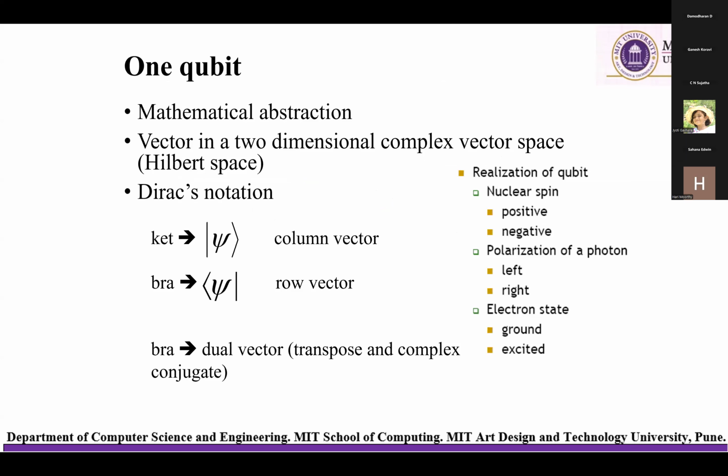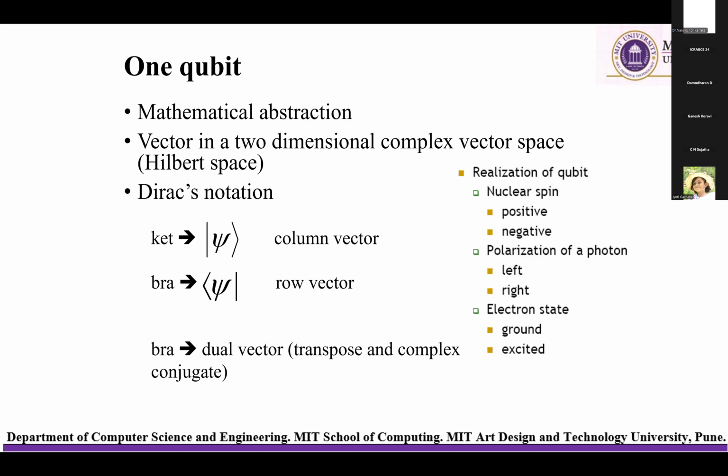In quantum computing, a qubit is mathematically represented as a vector in a 2-dimensional complex vector space, also known as a Hilbert space. This space allows for the representation of quantum states as linear combinations of basis states. Dirac's notation is commonly used to describe qubit states. The ket notation, written as it is here, represents a column vector, while the bra notation, as the slide shows here, represents the conjugate transpose, or the row vector, of the ket.